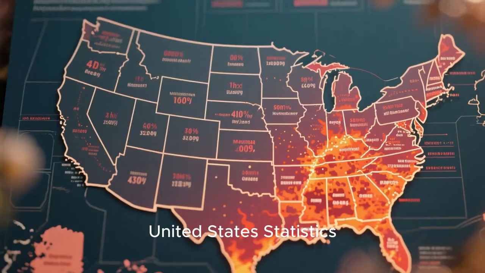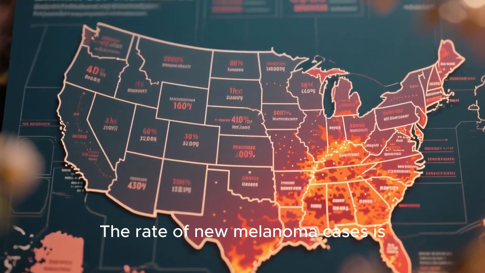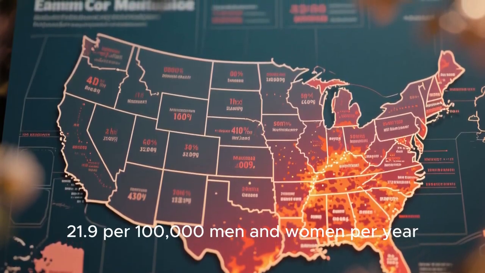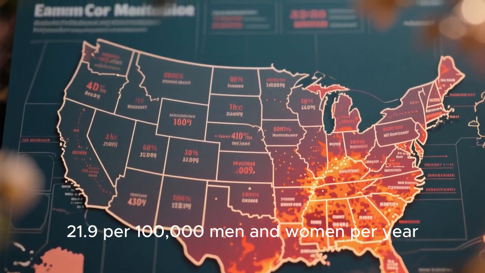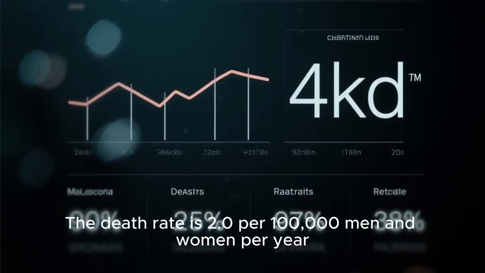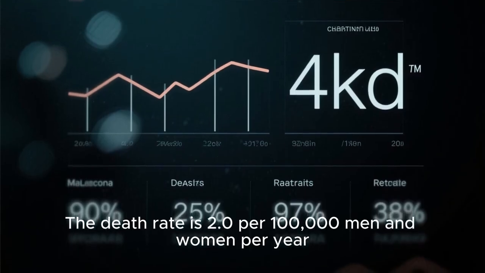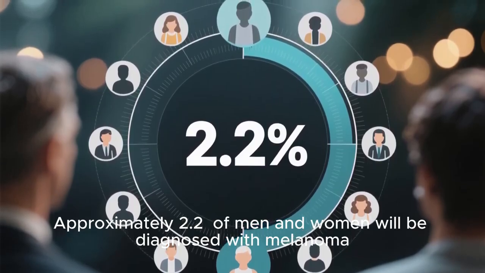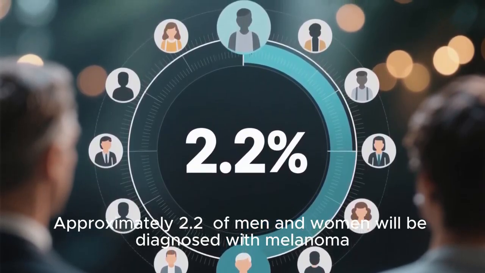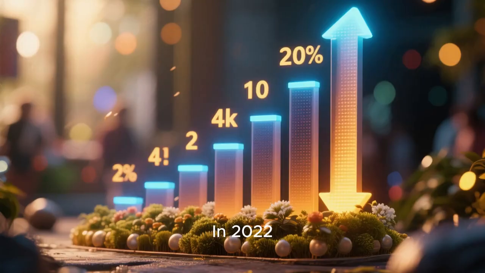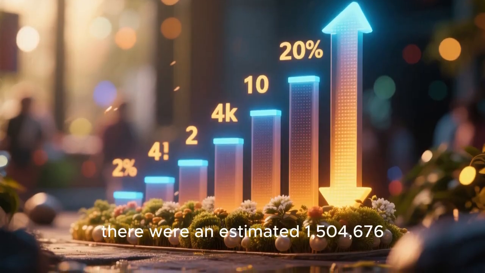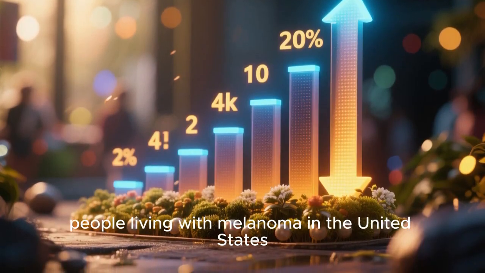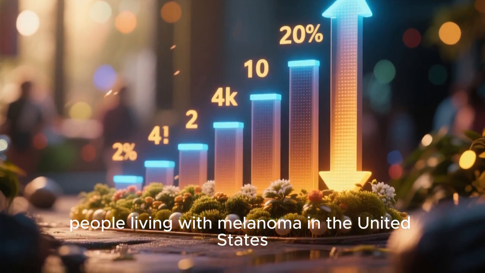cancer worldwide. United States statistics. The rate of new melanoma cases is 21.9 per 100,000 men and women per year. The death rate is 2.0 per 100,000 men and women per year. Approximately 2.2% of men and women will be diagnosed with melanoma at some point during their lifetime. In 2022, there were an estimated 1,504,676 people living with melanoma in the United States.